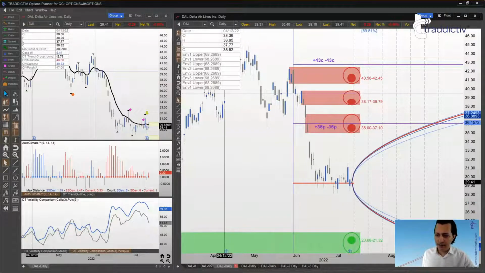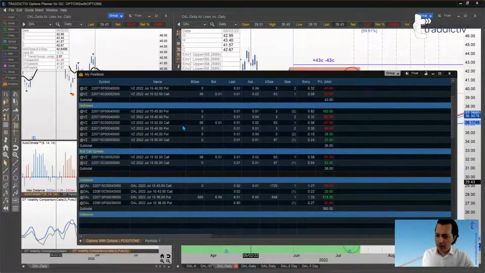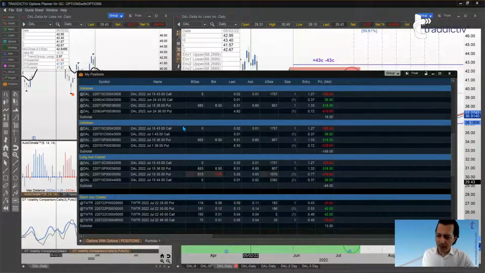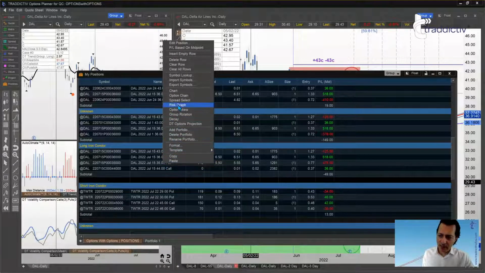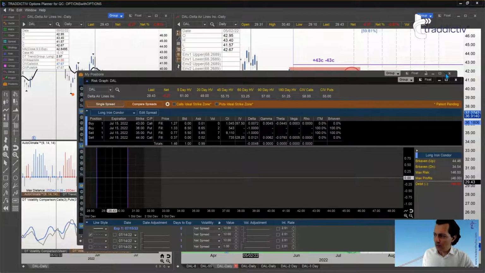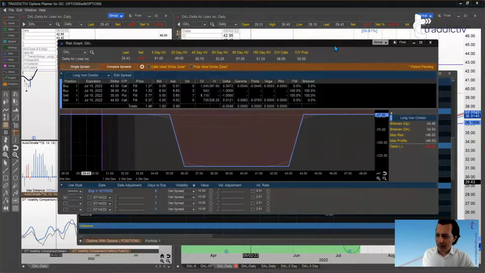But then, actually, let me bring the risk graph for this one. Then we kept massaging the trade until last week, where we converted this double calendar into a double diagonal. And this puts us in a position where now, worst case, we were going to lose 146. That's the worst case. Best case, we would lose 46 only.